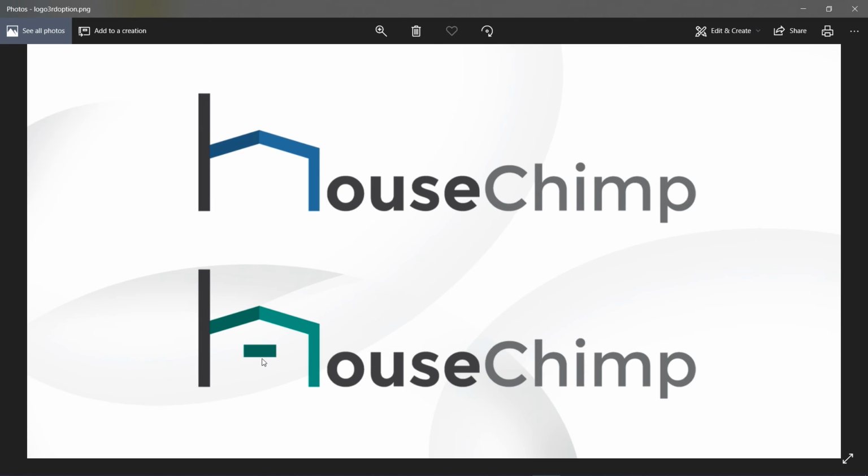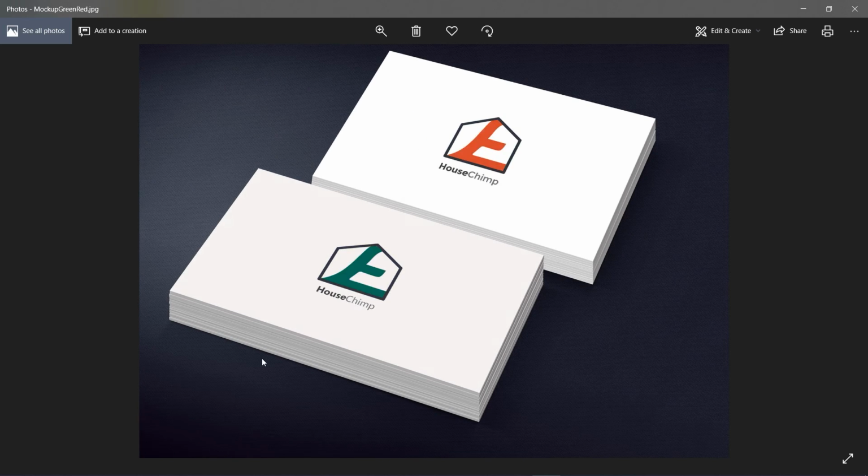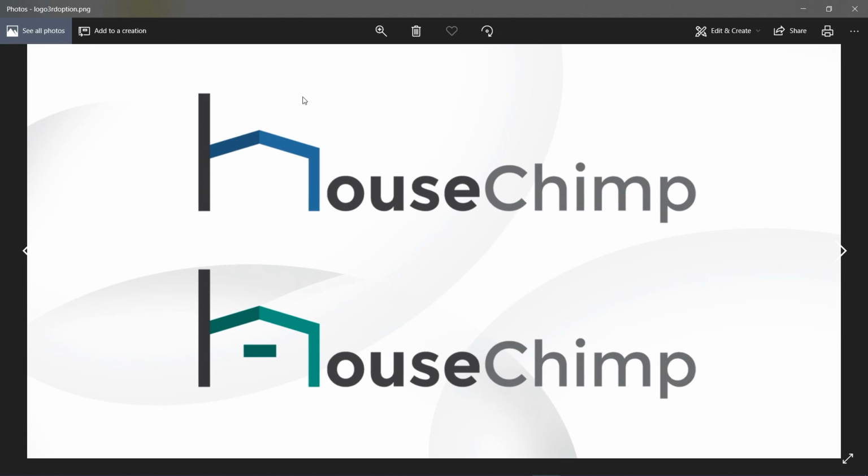Anyhow, these are two more ideas. This is how it looks on a card. These are a few presentations. They really matter. Whenever you present, you are going to present it like that. So this is how you can get different ideas. This is a combining method.